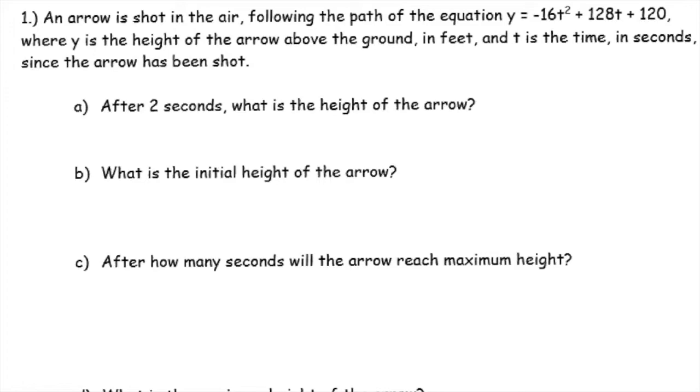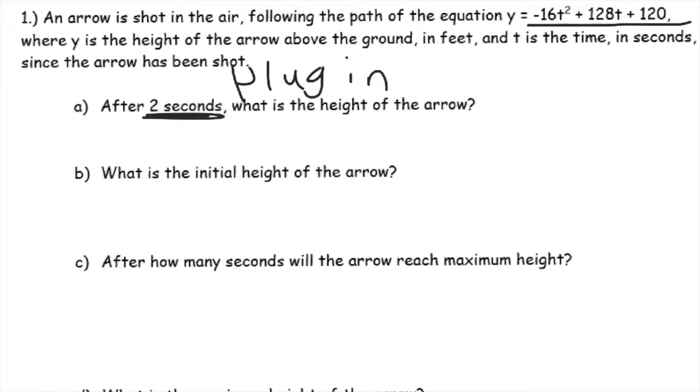Alright, an arrow is shot in the air, following the path of the equation y = negative 16t squared plus 128t plus 120, where y is the height of the arrow above the ground in feet and t is the time in seconds. After 2 seconds, what is the height of the arrow? If I want to know the height of an arrow after a certain amount of seconds, all you do is plug in the time. So you're going to plug in 2 wherever you see t.